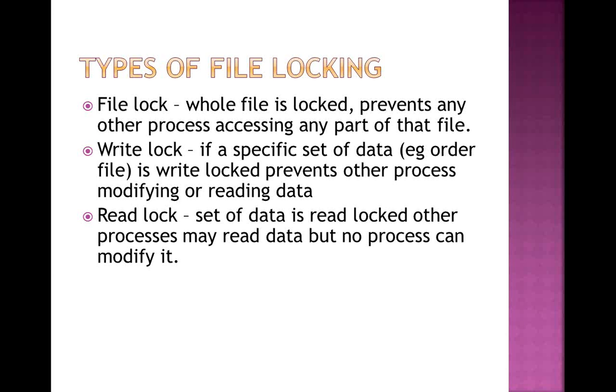One is the write lock, that is, if a specified set of data is write locked, that prevents other processes from modifying or reading the data. One is the read lock, that is, a set of data that is read locked. Other processes may read the data but no process can modify it. So one is file, one is write, one is read. These are the three types of locking that are available.